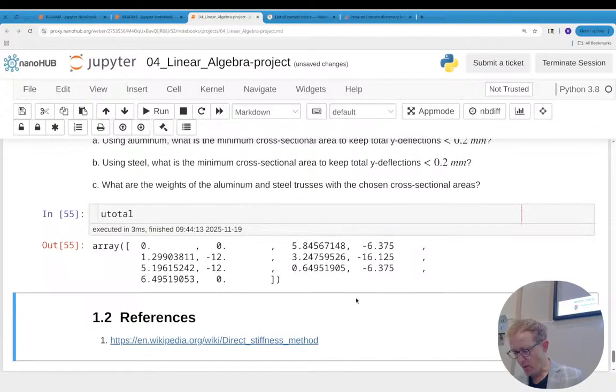First off, with 0.1 millimeters, what's the max? What's our total Y deflection? How much did it move? We have all the displacements here. How much did it move? What's our total deflection?